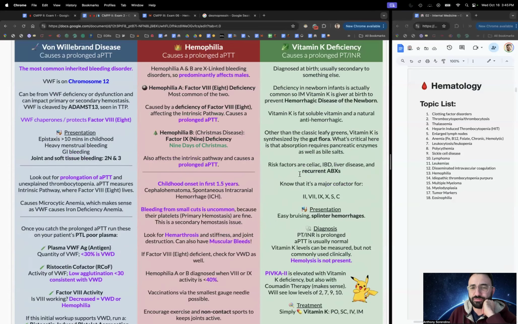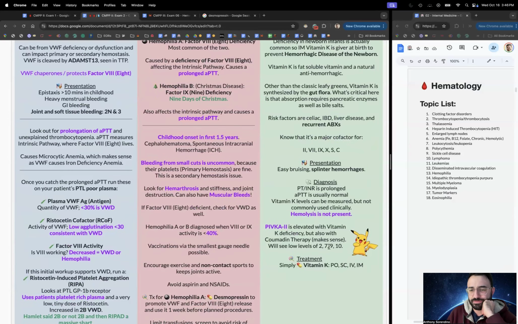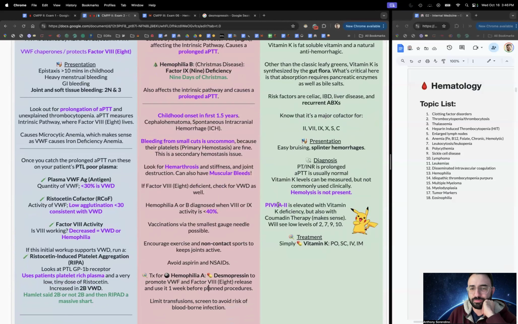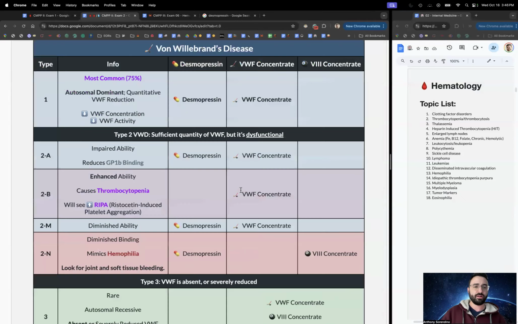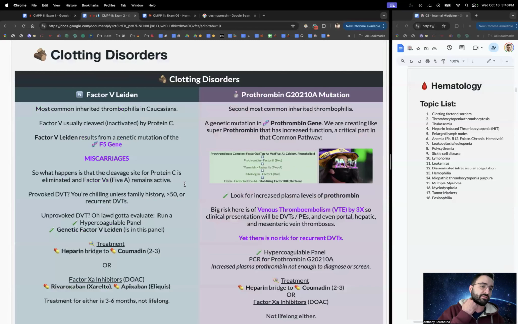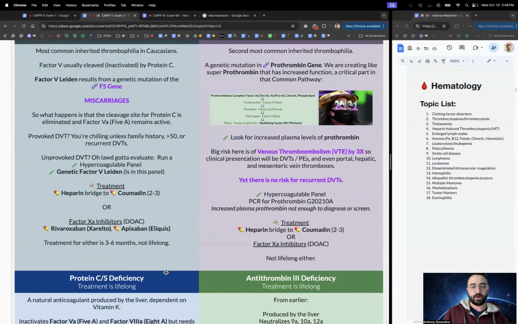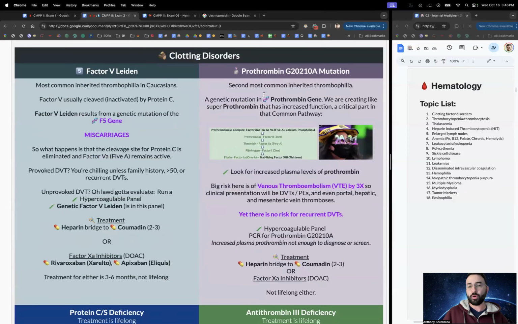Vitamin K deficiency, I feel like we don't really talk about very much. Just give them vitamin K. This PIVKA-II thing is here. So whatever. There's von Willebrand, and clotting disorders. Factor 5 Leiden, you want to know, has to do with miscarriages. All of these are going to be factor 5 Leiden and prothrombin. The prothrombin mutation has never come up ever. I've never seen that on a smarty pants question or something.